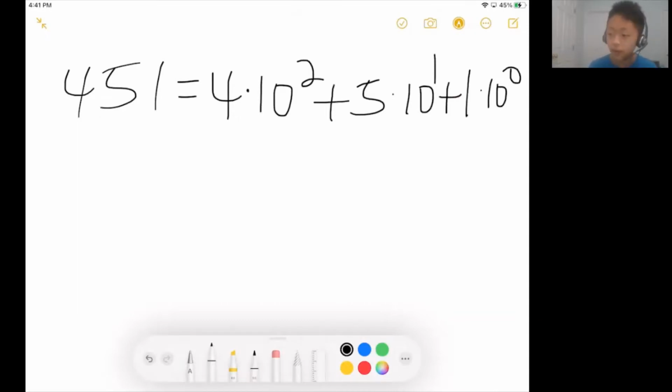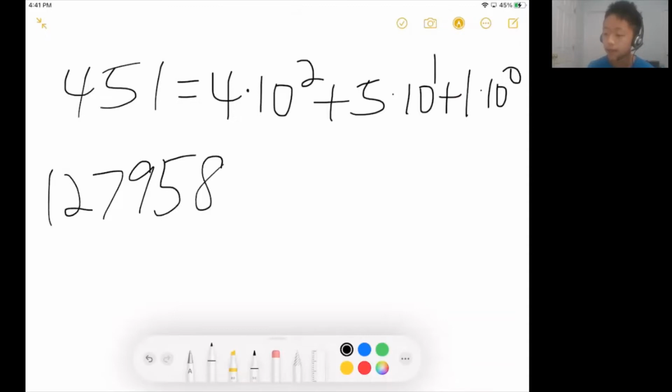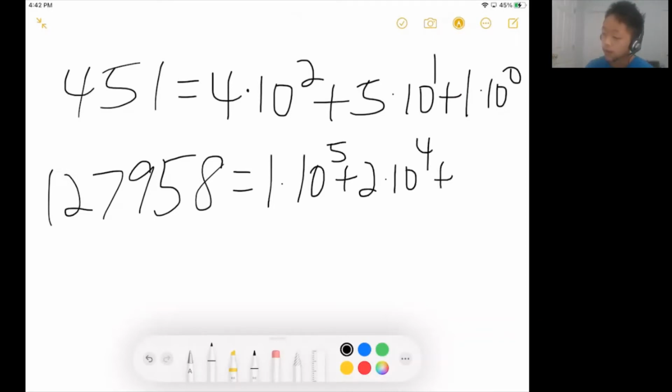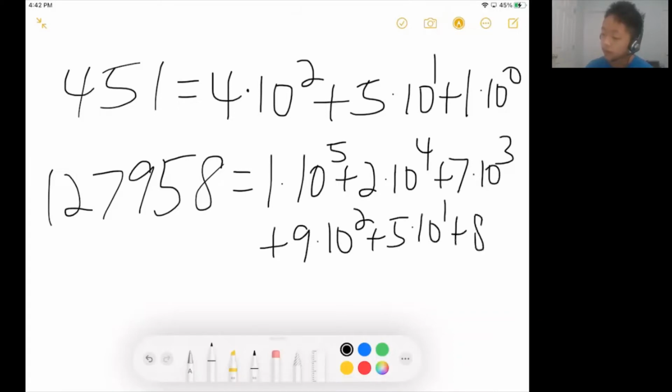So in general, for a bigger number, maybe like 127958, you can write this as 1 times 10 to the 5 plus 2 times 10 to the 4 plus 7 times 10 to the 3 plus 9 times 10 to the 2 plus 5 times 10 to the 1 plus 8 times 10 to the 0, right? So in general, for any number, you can always write it as the sum of powers of 10.